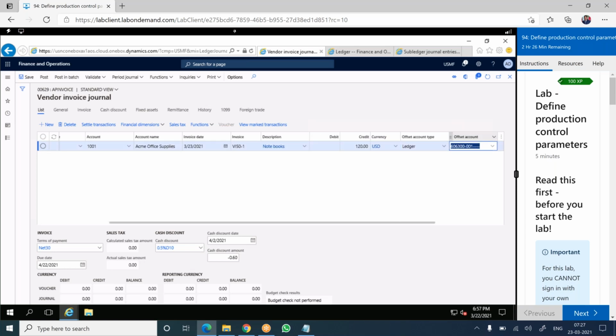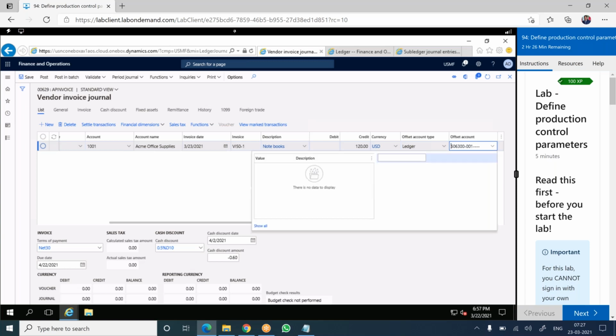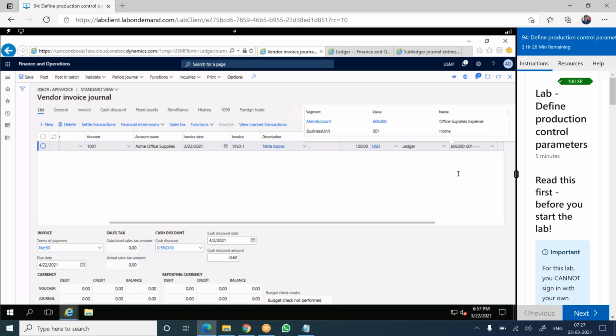Now expenses, it is office expenditure. Instead of office expenditure, you can have expenses like expenses for notebooks. If you have a ledger account, that account will be selected.